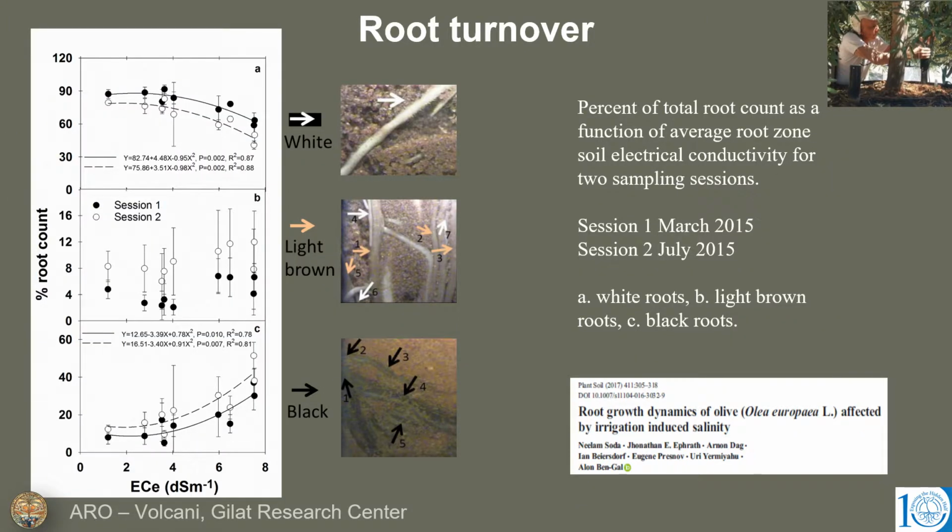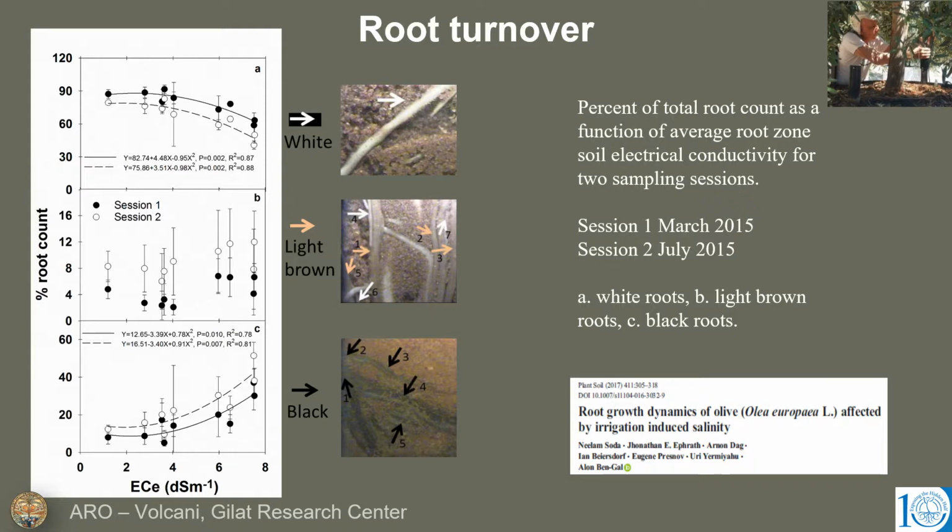When I normalize this picture and we look at it this way, we see a decrease in the youngest roots, or the white roots, as a function of increased salinity, with that decrease being larger over time. And the opposite picture with the older or dying or dead roots, increasing as a function of salinity and increasing over time. So a bigger turnover, more mortality as a function of salinity.